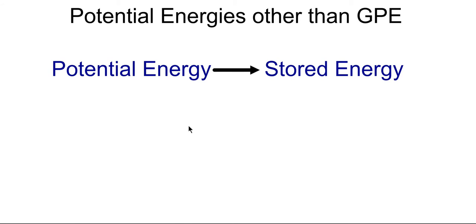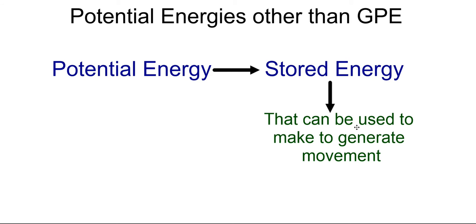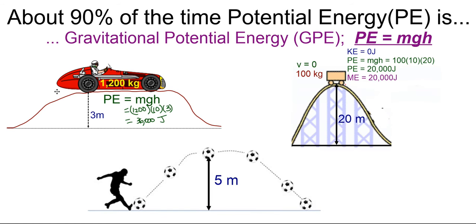Now you recall that potential energy is called stored energy. We store it for later, and then later that stored energy can be used to make something move. Basically, stored energy, which is called potential energy, is converted to kinetic energy when an object moves. Now, most of the time on the MCAS, we'll be dealing with something called GPE, gravitational potential energy.